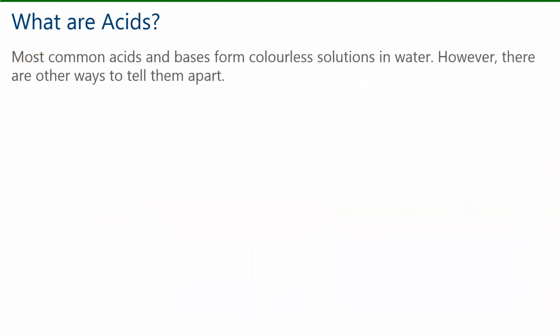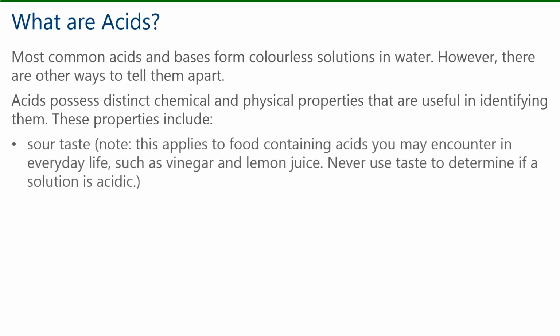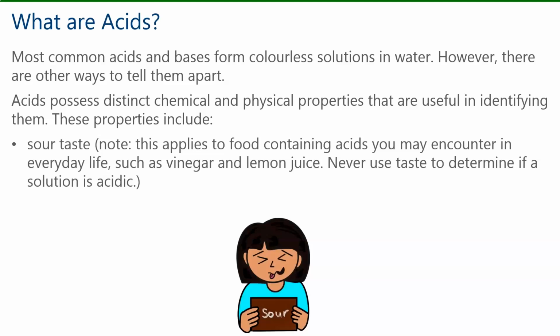Most common acids and bases form colorless solutions in water. However, there are other ways to tell them apart. Acids possess distinct chemical and physical properties that are useful in identifying them. These properties include a sour taste. Note, this applies to food containing acids you may encounter in everyday life, such as vinegar and lemon juice. Never use taste to determine if a solution is acidic.